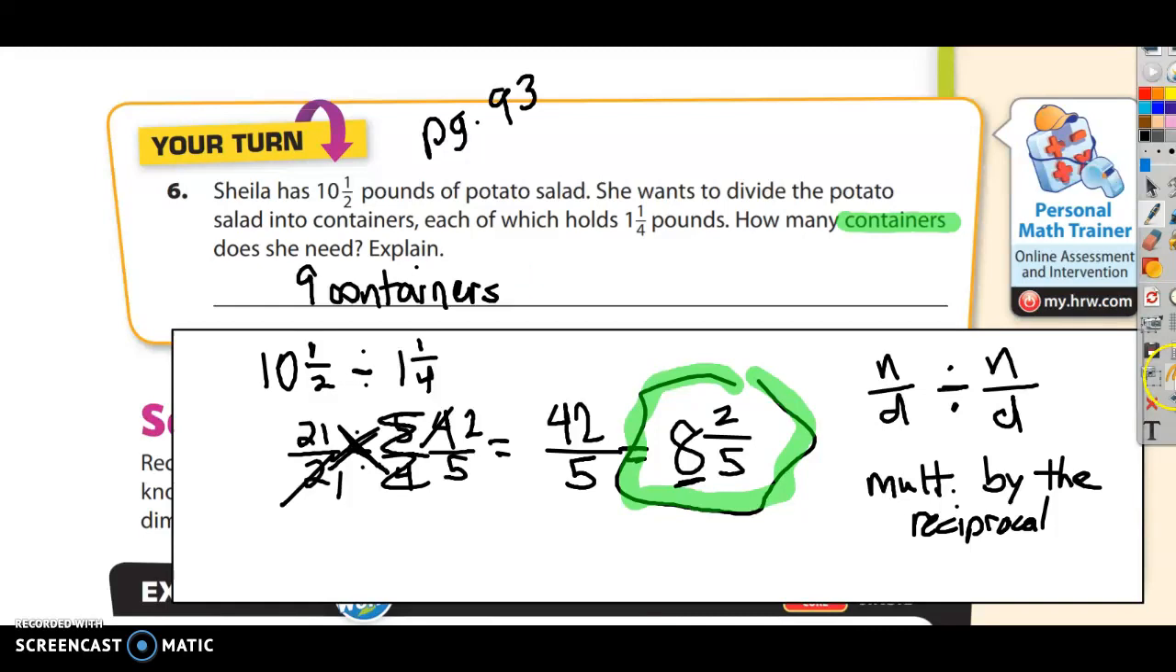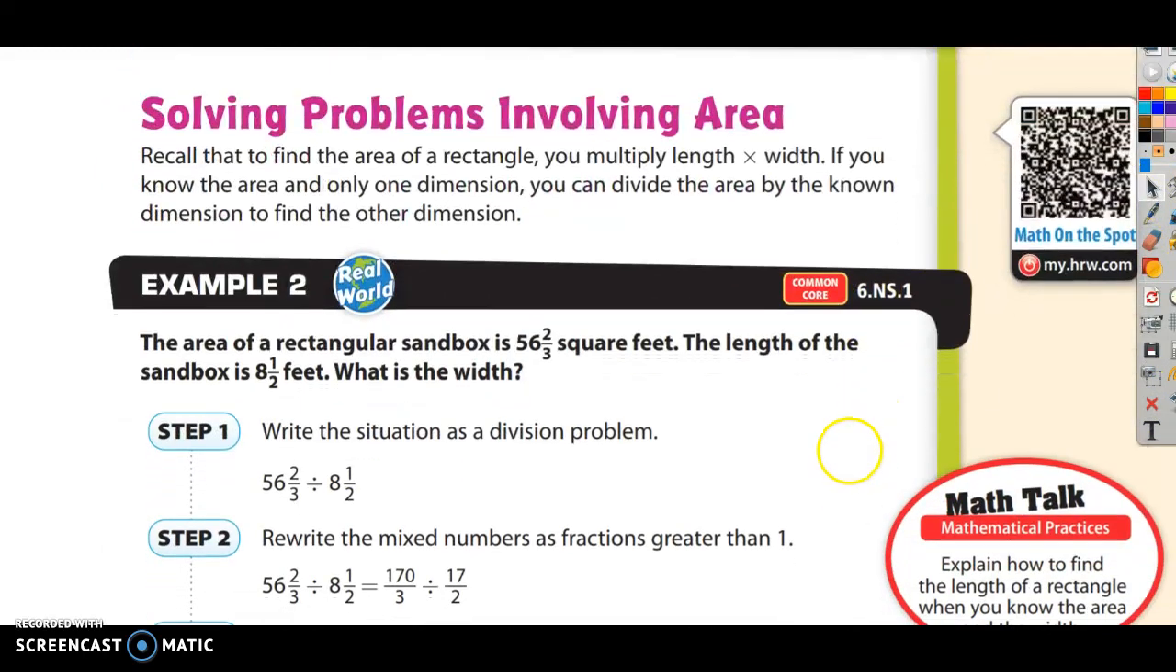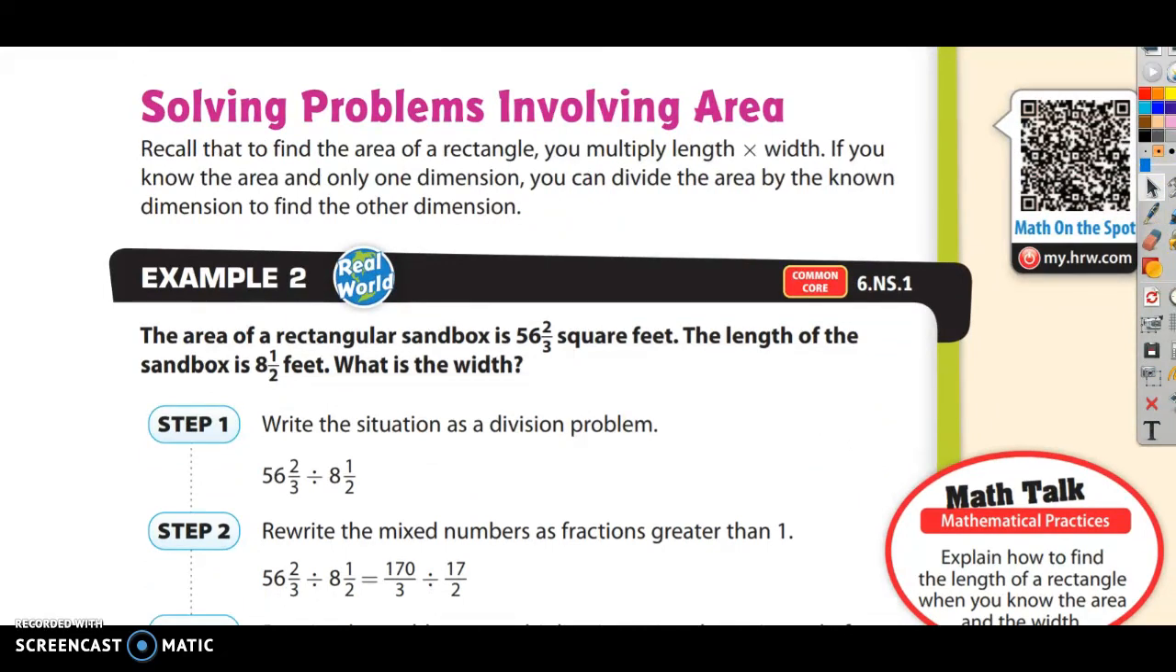Okay, let's move on to the bottom of the page. Alright, so it says solving problems involving area. And this might seem weird to you that we're throwing in area problems in the middle of dividing mixed numbers. But in actuality, if you think about it, the area, I'm going to go ahead and read this with you. The area of a rectangle is its length times its width.